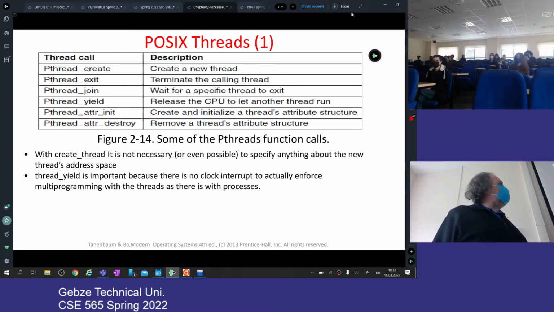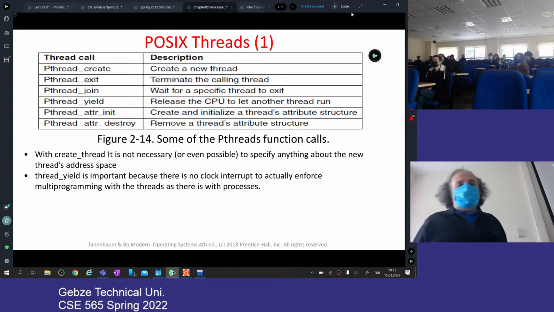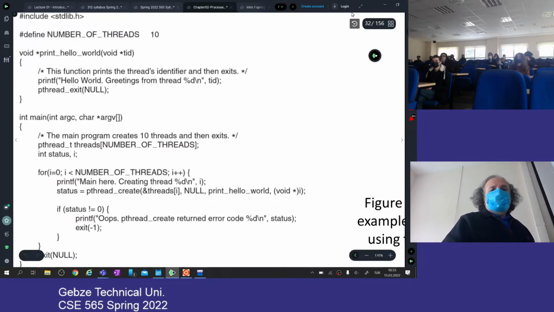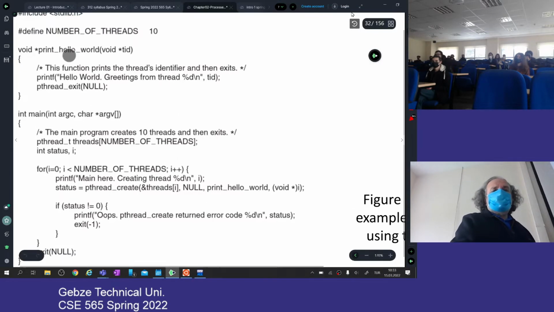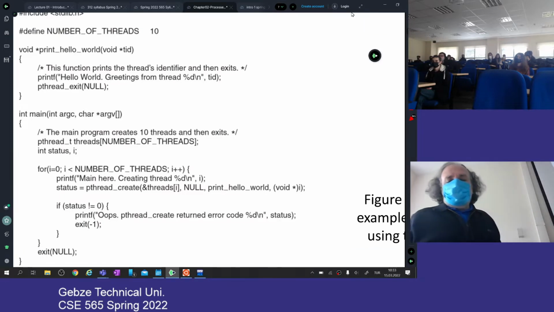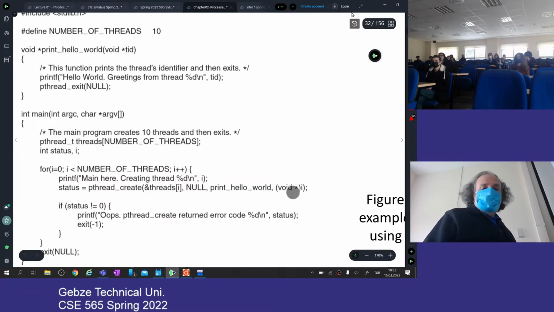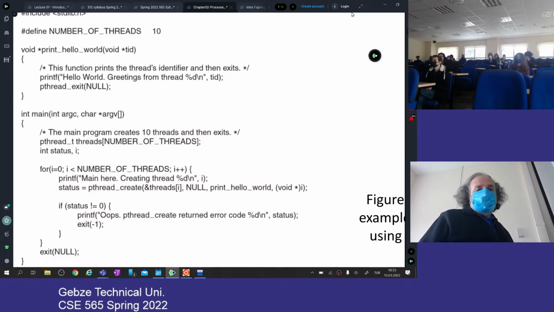It looks different from making a new process and managing it, but actually it is very similar. Instead of using fork, we use create. But what are the parameters for create? Create takes a structure for the thread. Also, in this case, it takes a pointer to a function. Here, print hello world is a function name, and of course it's a function pointer too. It takes the function pointer and the parameters to that function. And that's how create works.